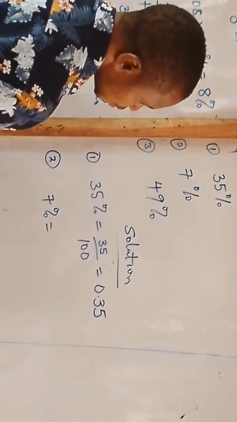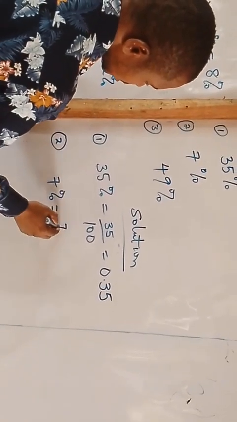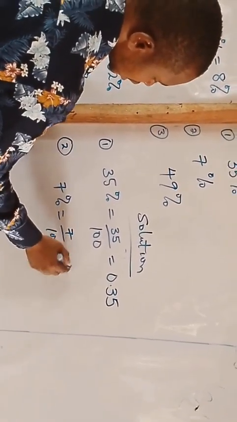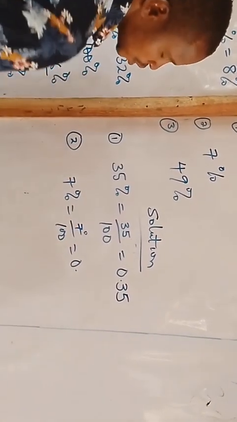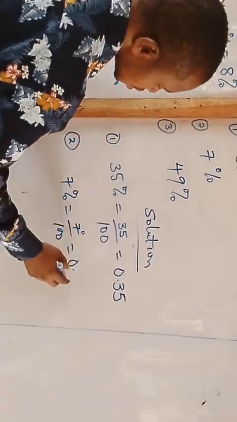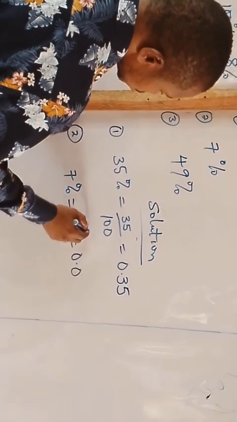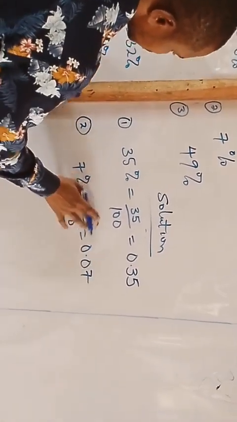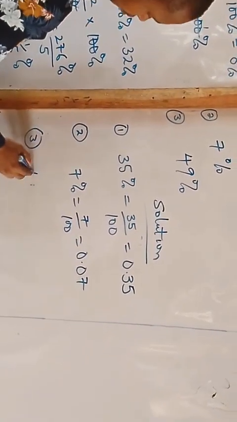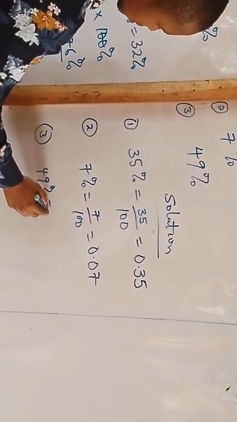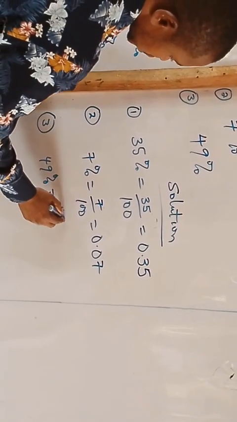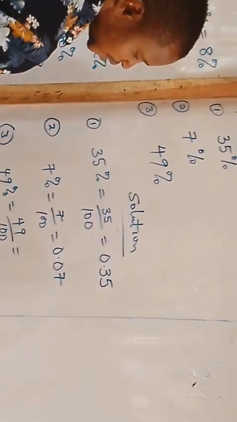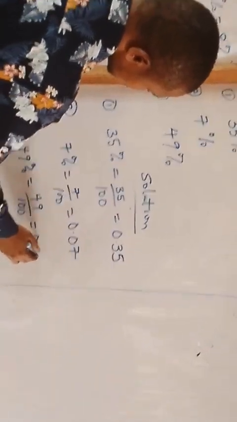Don't forget that another way of writing this is 7 over 100. How many 100 will you see in 7? That will be 0. By the time you add 0 to it, it will become 70. 100 in 70 will still give you 0. You need to add another 0. 100 in 700 will give you 7. Then the third one is 49%. So you will have 49 over 100. And by the time you write this in form of decimal, you are going to have 0.49.